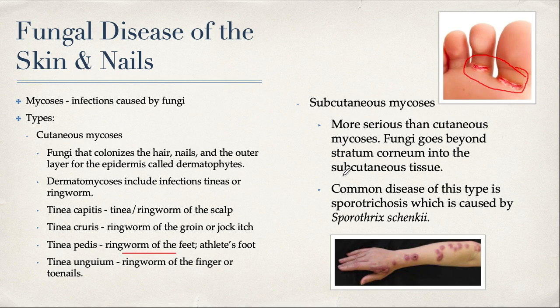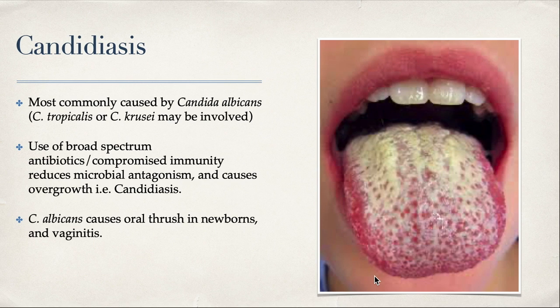And the subcutaneous ones are more serious. You have fungi that go beyond the stratum corneum into the subcutaneous layer, the living tissues. A good example of the common one that we see is sporotrichosis, which is caused by the fungus Sporothrix schenckii. And this is how the rash appears for sporotrichosis.